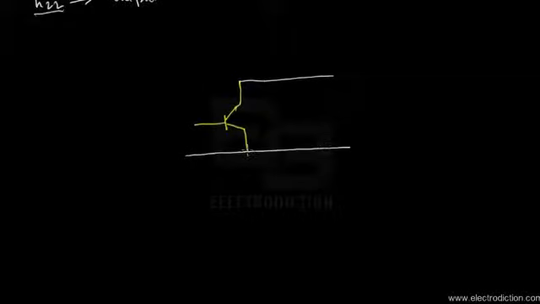Since we're working with the common emitter mode, it should be common to the input and the output terminals as well. So there you go. Now looking at this particular circuit that we've just given, we can see how we can basically treat the BJT as a two-port network.